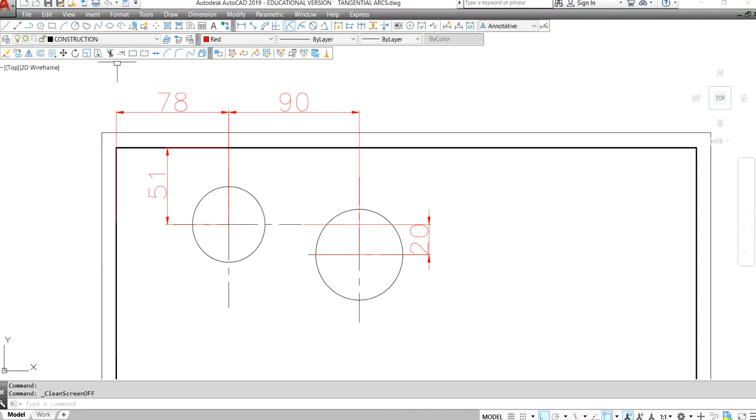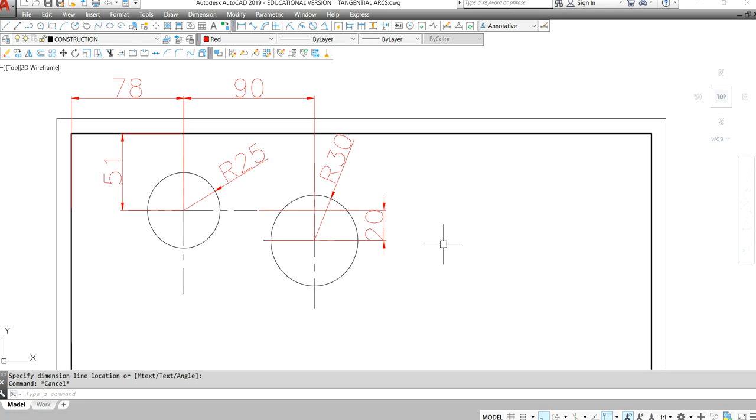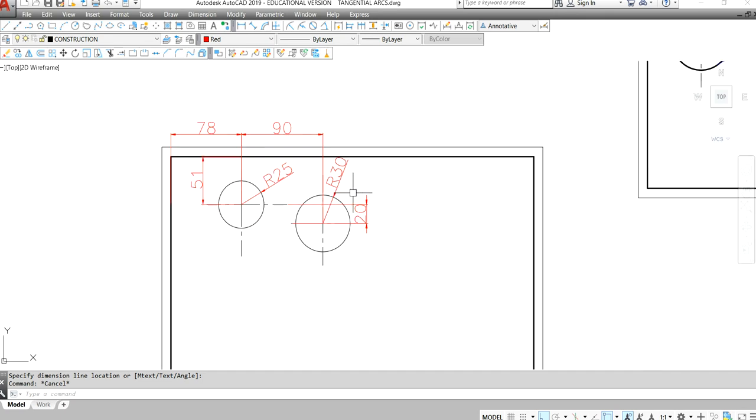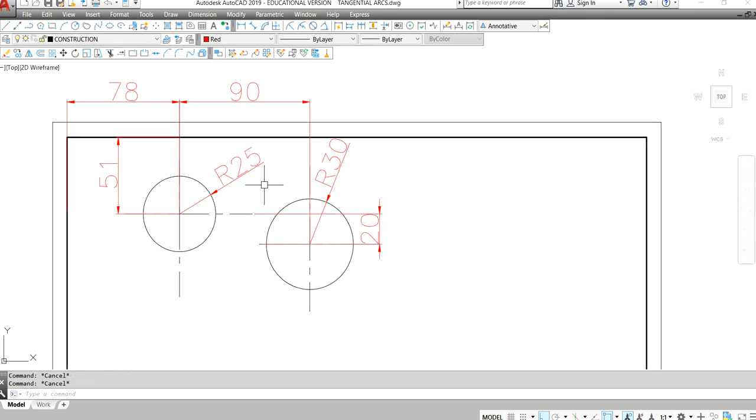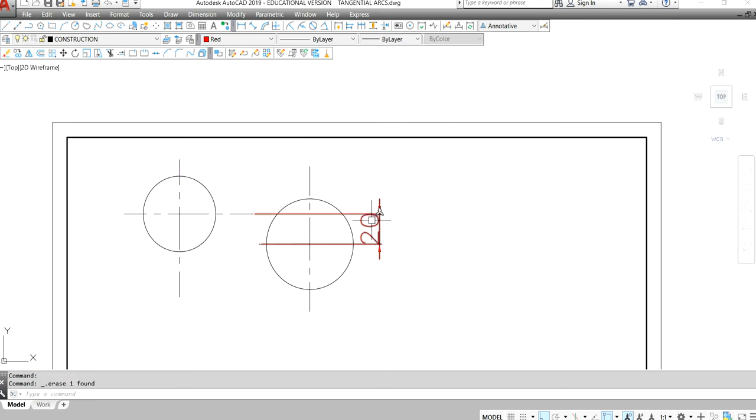The radius of the circles, one is 25 radius, and the other one is 30 radius. Okay, take time to draw these two circles, so we'll carry on with the drawings. Okay, I'm gonna remove the measurements now so I can work on the actual drawing.